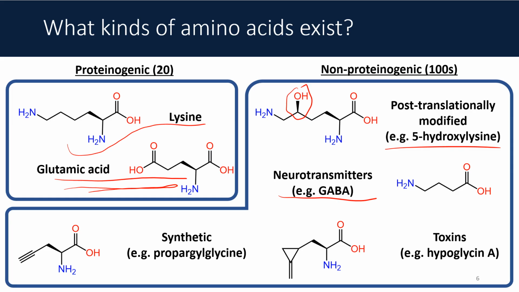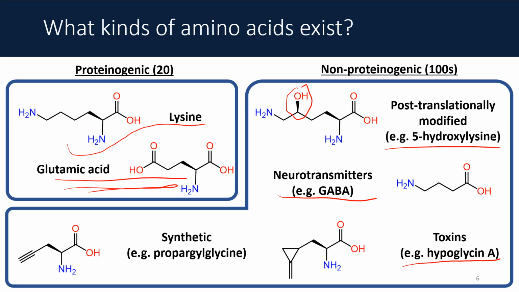Some amino acids are not friendly, they're toxins. Hypoglycin A is a great example of that. It is found in the unripe ackee fruit, which you can find in certain places in the Caribbean. It completely inhibits fatty acid metabolism and has an 80% kill rate if not treated. We'll learn more about that towards the end of this course, actually.